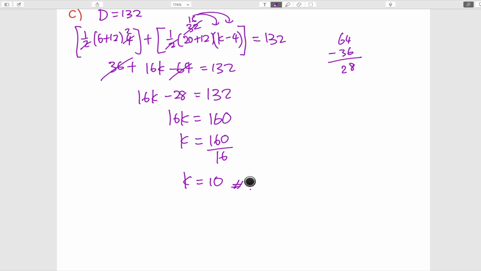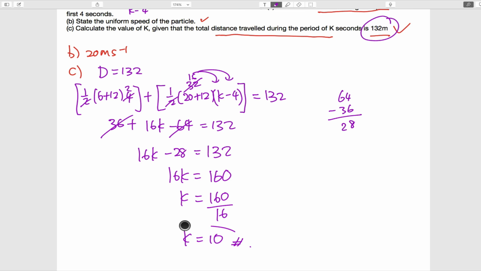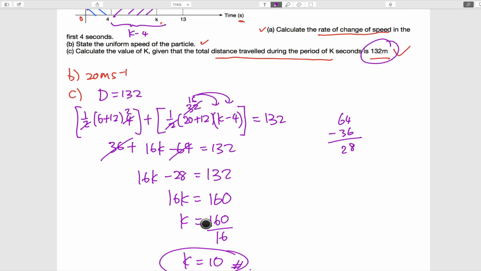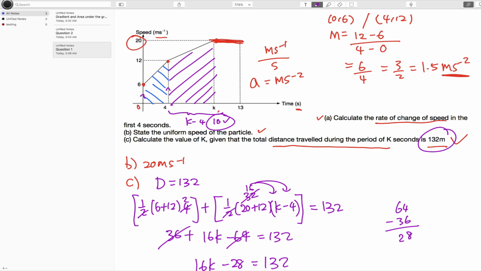Okay, this is how we find the value of k if it is unknown. Most of the time, once I get my value of k, I will substitute my k back into the diagram to see whether it makes sense or not. If k equals 10, 10 is bigger than 4 and less than 14, so it makes sense. So k is going to equal 10. For example, if you get k as 15, you know something is wrong, because over here is only 13, k cannot be bigger than 13. Or if you get k as 2, you know it's wrong, because k should be bigger than 4 based on the logic of the diagram.